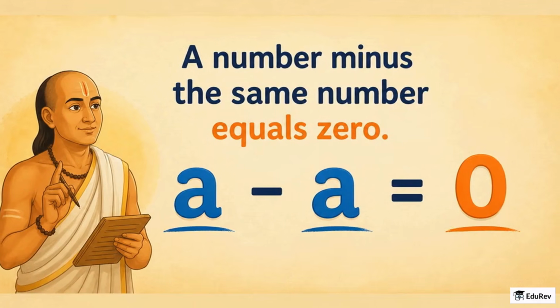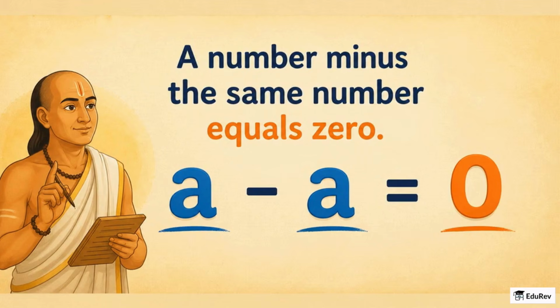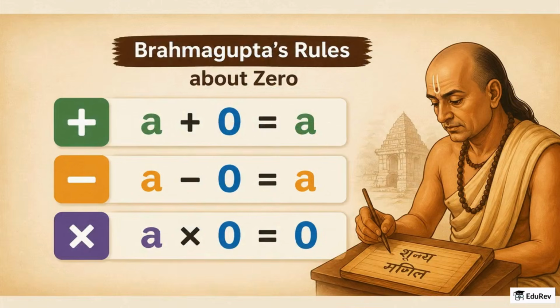He said if you subtract a number from itself, you get 0, like a minus a equals 0. He also gave rules. a plus 0 is a, a minus 0 is a, and a times 0 is 0.